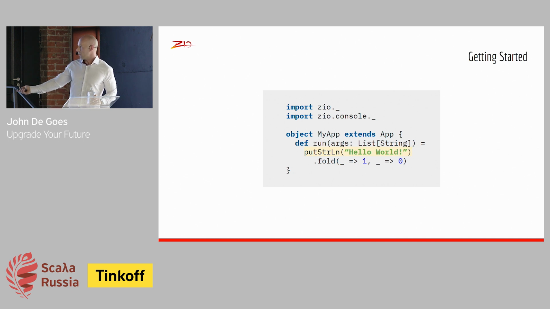And then there's an additional line after that, which is calling .fold, and this is basically to fold over that value and turn the error into the number 1 and the success into the number 0, just because it's the main function, so we have to return an integer code out of there, so that if you're using it from the command line, other applications can tell whether or not it failed. So in this case, we just map all failures to 1 and all successes to 0.